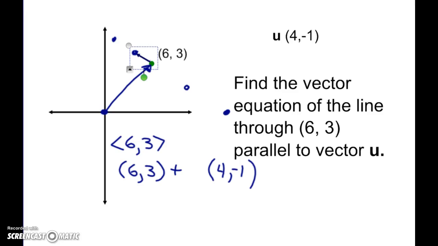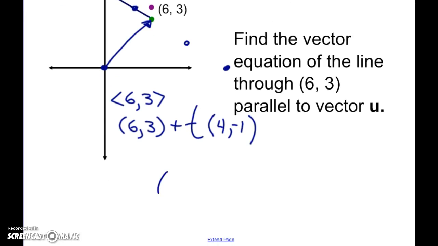So if I take the vector and make it bigger or smaller, what am I doing? What's that called? Scalar multiplication. Absolutely. So what am I multiplying to get all the points? Everything. So I'm multiplying by everything. So I need a variable. T. Okay? So my equation is xy is 6, 3.